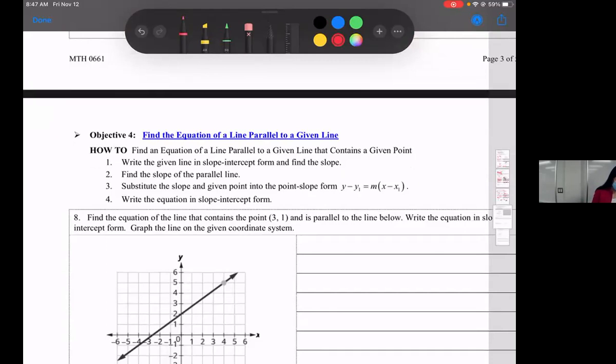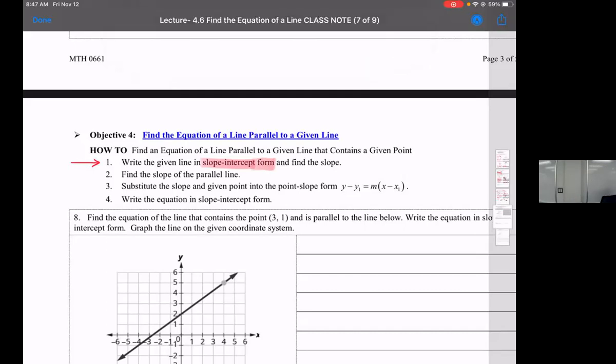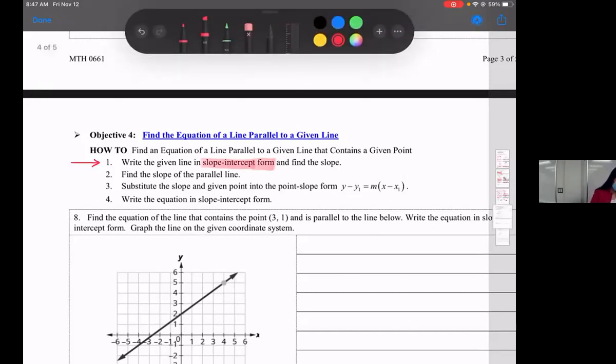Here are the steps. First of all, whatever equation they give you, you need to write it in slope-intercept form. Someone tell me, why do I need to write the given equation in slope-intercept form? What do I need to draw from that? Yeah, the slope. If it's parallel, what happens? The slope is the same, right? The slope of the equation I'm looking for is going to be exactly identical to the slope of the given equation. So I need to turn it into slope-intercept form, so I know what m is, right?